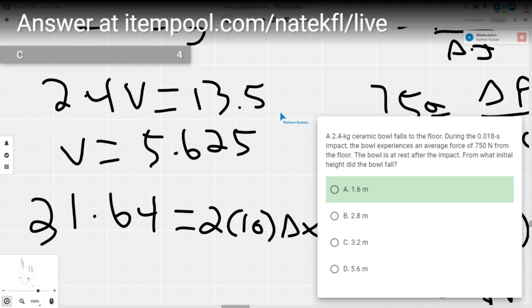But everyone made the same mistake. So I'm curious what was the mistake that everyone made? But what numbers did you mess up? Where did you deviate from what Nathan did? I did P equals MV. I thought that we had to find the meters in velocity. So I did P equals 2.4 times M over 0.018, and I just stopped there because I got confused.